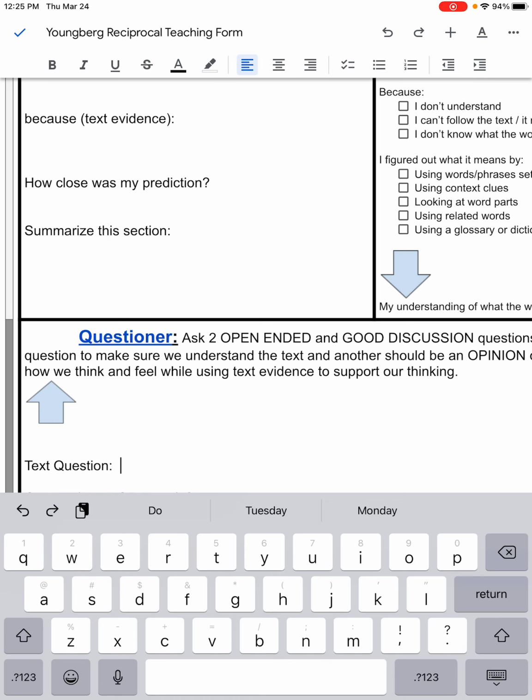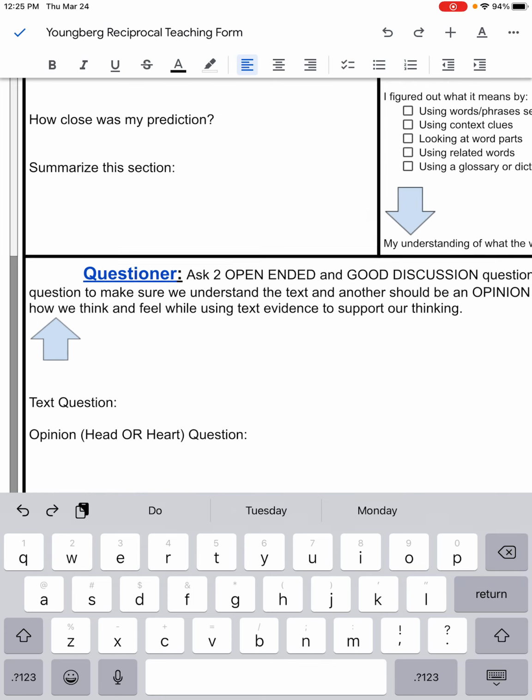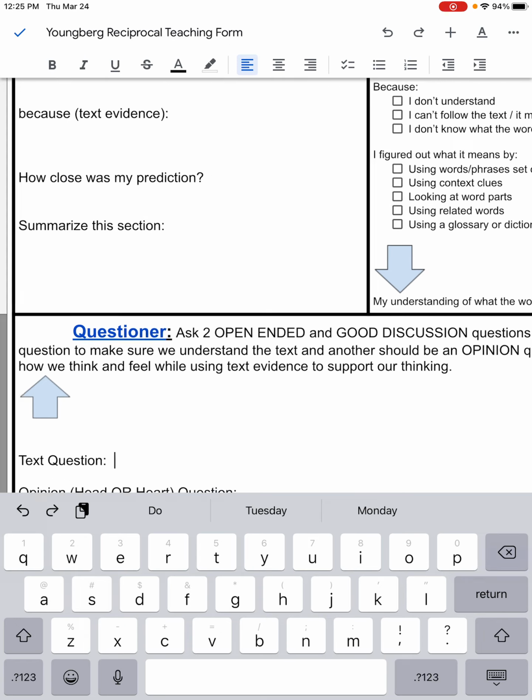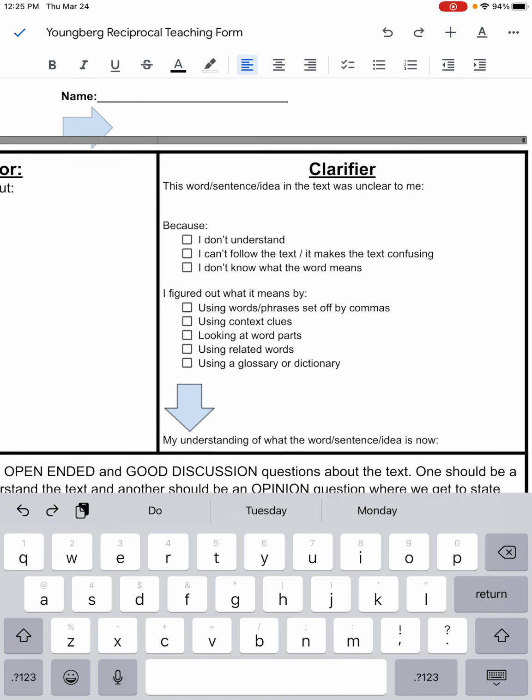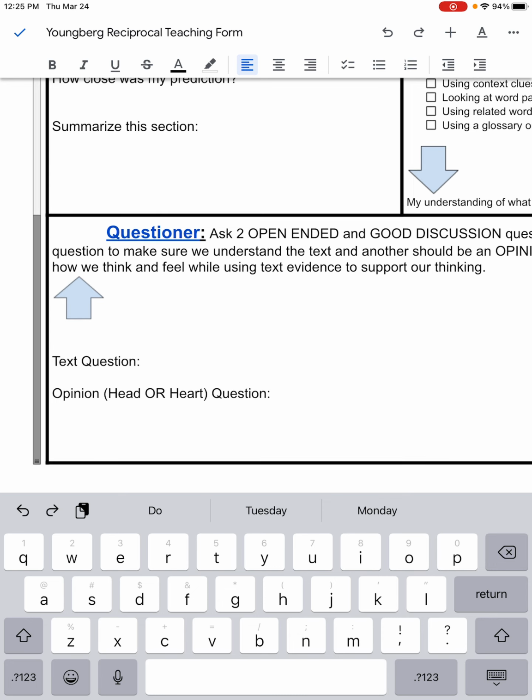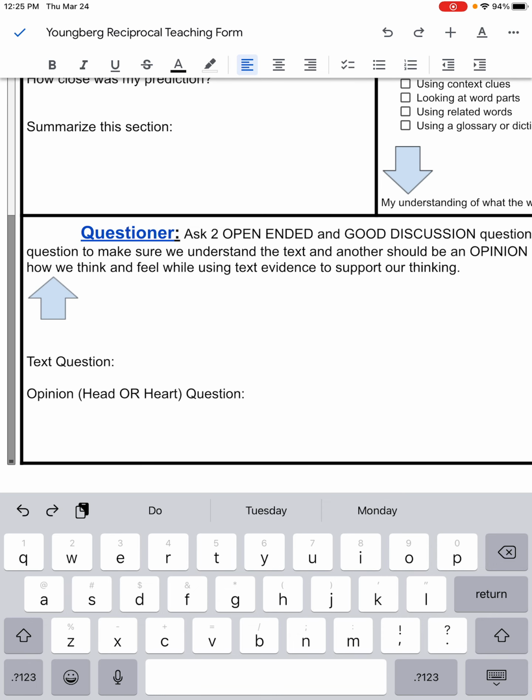Hello, everyone. We are going to look at this role today called the questioner. So we have been learning the last couple of weeks about the predictor and the clarifier, and we've had lots of practice. And so now we're going to learn about this role called the questioner. And I'm just going to read it here, and sorry, I have to scroll over.